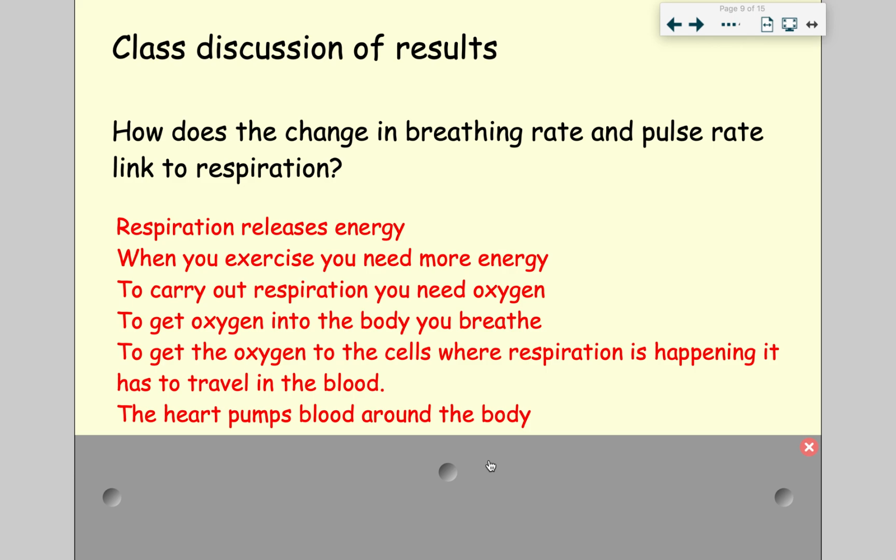So obviously, if you think about it, when you exercise, you need more energy. To get more energy, you need to do more respiration. To be able to do more respiration, you need more oxygen, which means you're going to have to breathe it in more. And then it's no good just breathing it in, it needs to get to where respiration is actually happening, which is in the cells. Now, to get to the cells, it has to travel around the blood. And to get the blood to your cells quickly, your heart has to pump faster.